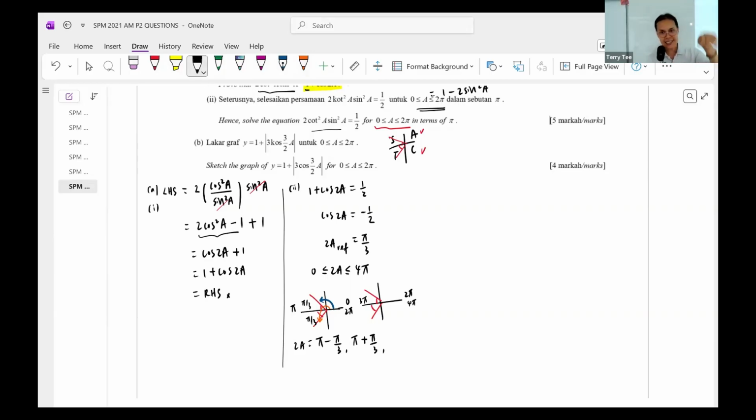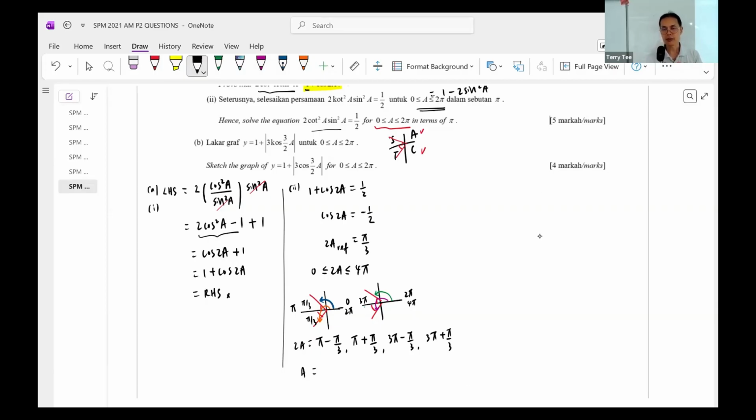Now, the second cycle, we start from 2 pi. So this is 2 pi, right? 2 pi, this one is 3 pi. So we go 3 pi minus. You're going backwards, so it's 3 pi minus your reference angle. And the last one, this is 3 pi plus. Okay, 3 pi plus. So whatever I'm getting here, please divide by 2.